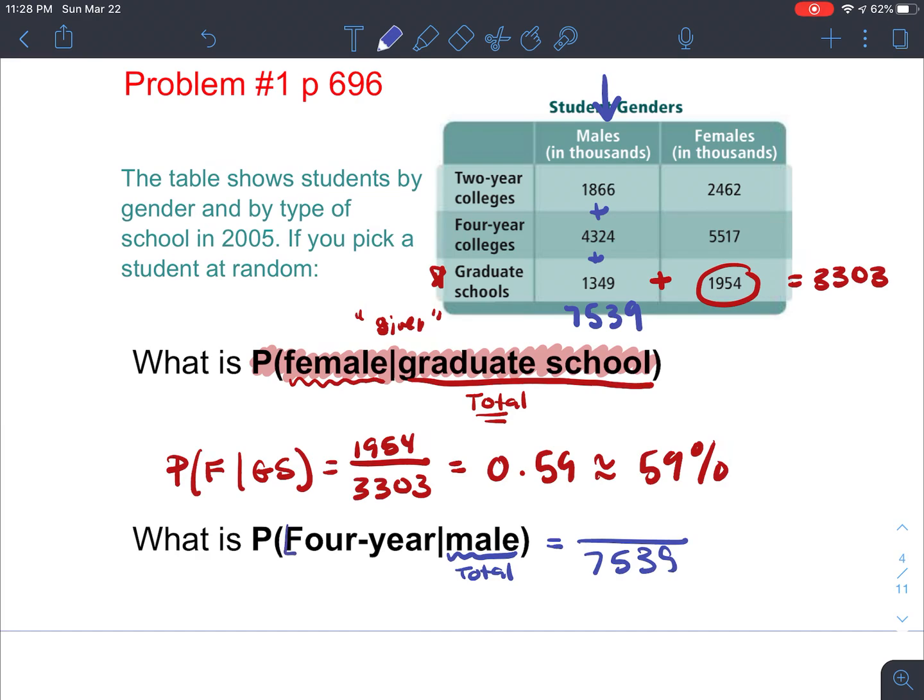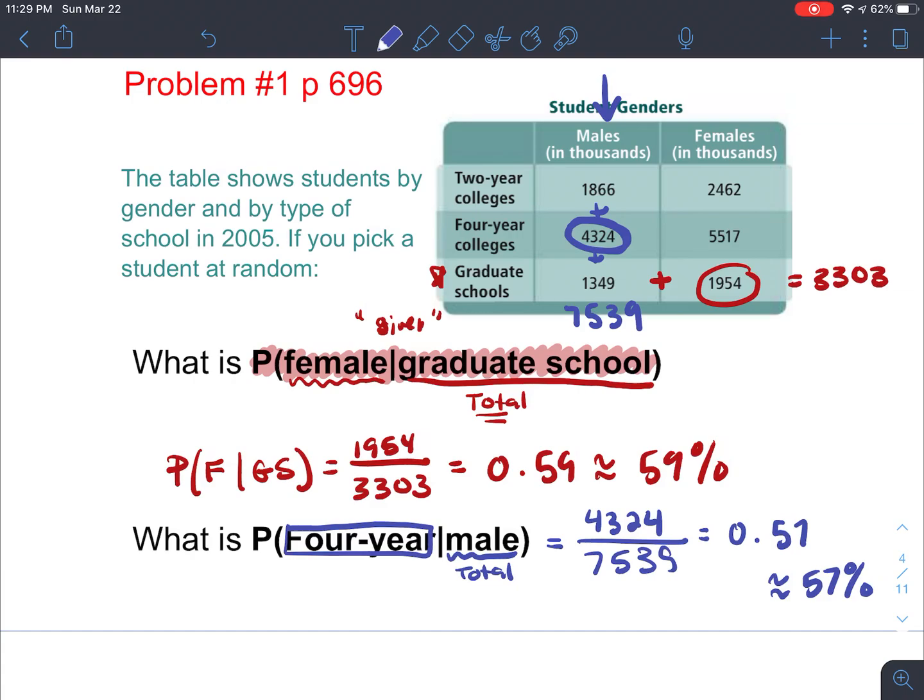What's my numerator? Well, we want to know 4-year program or 4-year school within the male category. That is represented by this box right here. So that is the number that is going in my numerator. Now again, you could be a fraction wizard, but I'm going to write this as an approximate decimal. So 4324 divided by 7539 is approximately 0.57, which is about 57%.